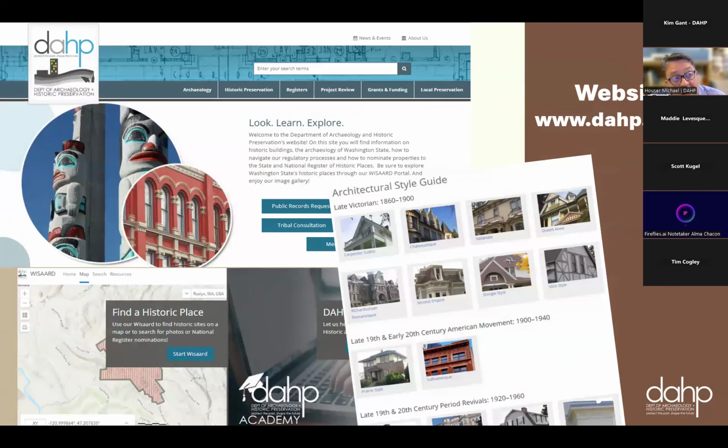So where do we find out about all these things? We have a site in WISAARD that's got architectural styles and building forms on it. This is more of a passion project for myself, so I have been over the years adding things to that. Unfortunately, I have other duties, so it's not huge on my high priority list, but there are things there. And as normal, you can always call me.